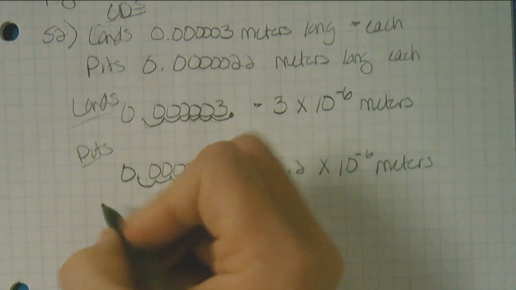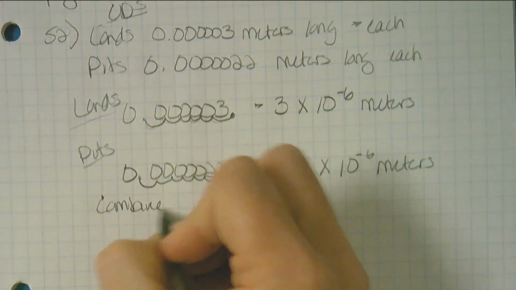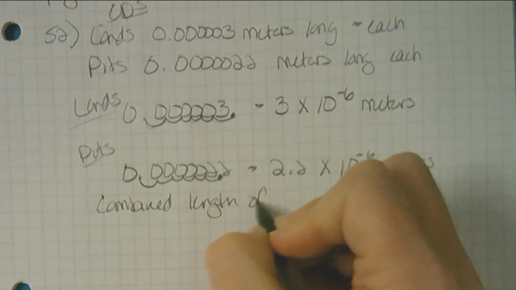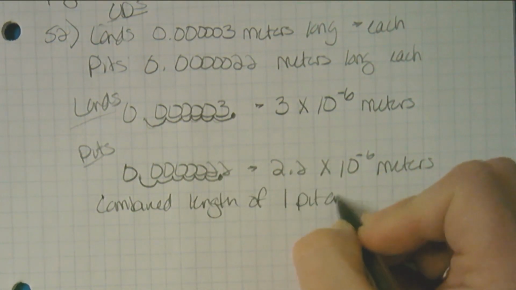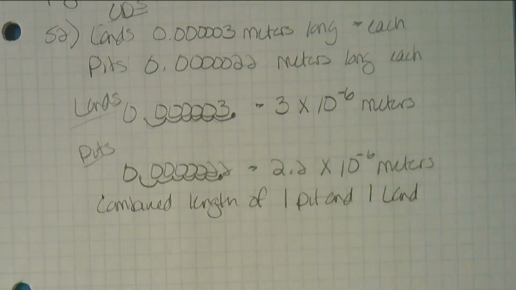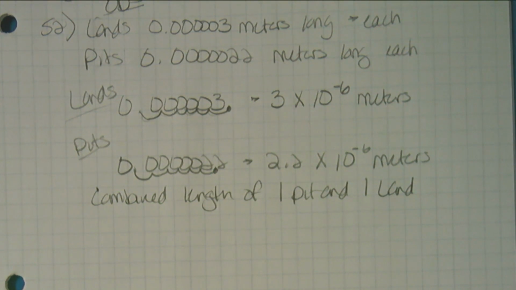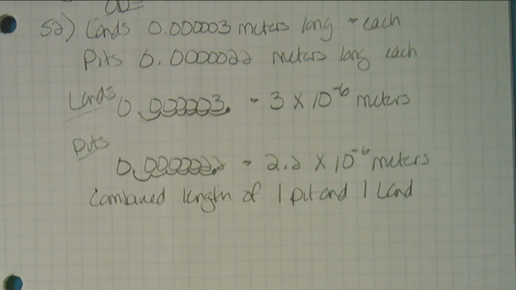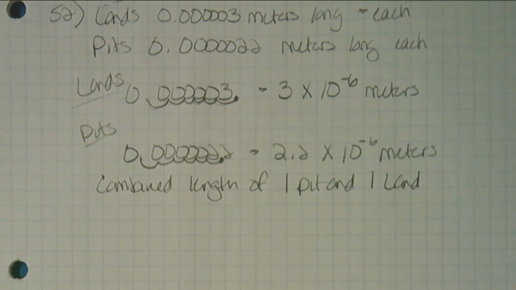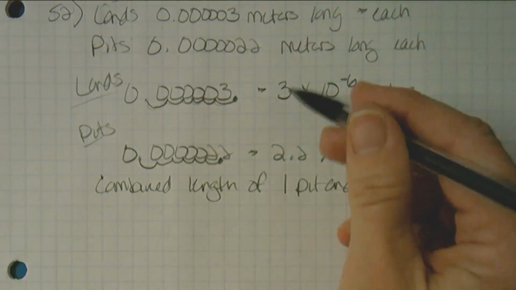All right, they want our combined length of one pit and one land, which means I have to add these together. What do you notice? I did not talk to you about this. However, what do you notice about both of those numbers? Alex? They have the same exponent. So do you think you can just add those together? Can't I just add these two numbers together?